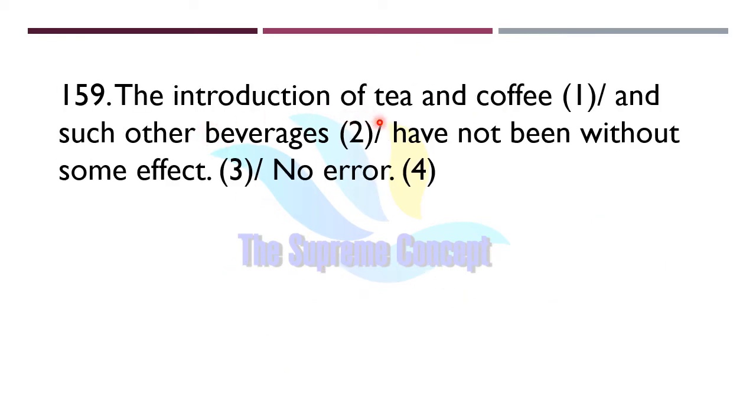The introduction of tea and coffee and such other beverages have not been without some effect. So find out where exactly the error lies in this sentence. You can give it a pause and mark your answer. Alright, yes, error lies in part number 3. Now we will use has not been. Instead of have not, we will use has.